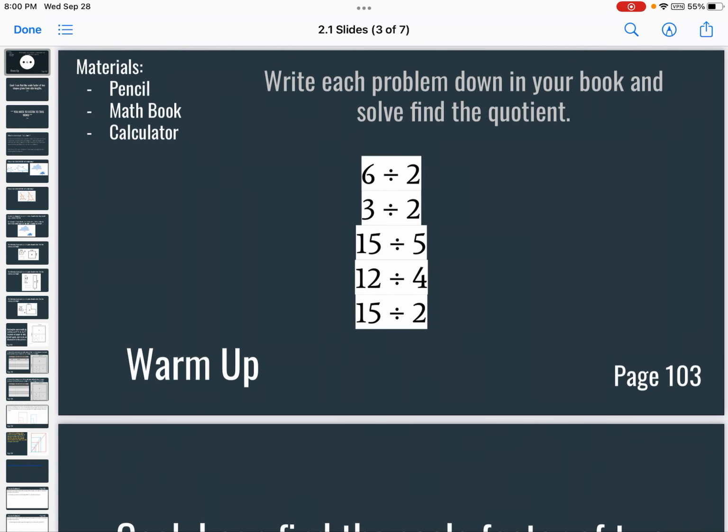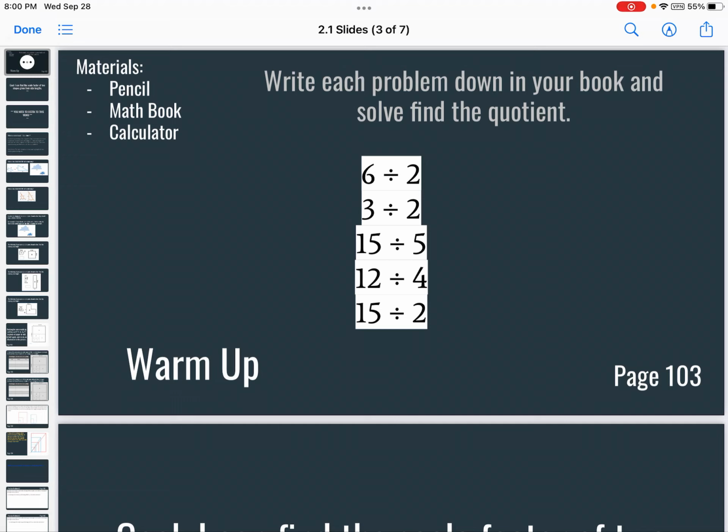All right, here are the notes for today. If you don't have your math book out, you need to go and grab that as well as a pencil, and you'll need a calculator today. Go ahead and open your books to page 103 and write these problems down.